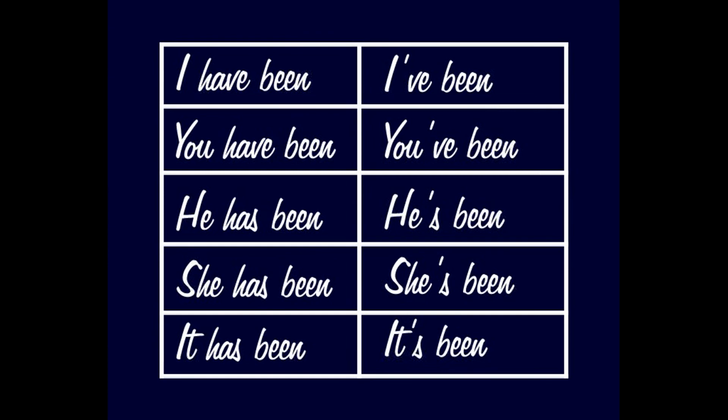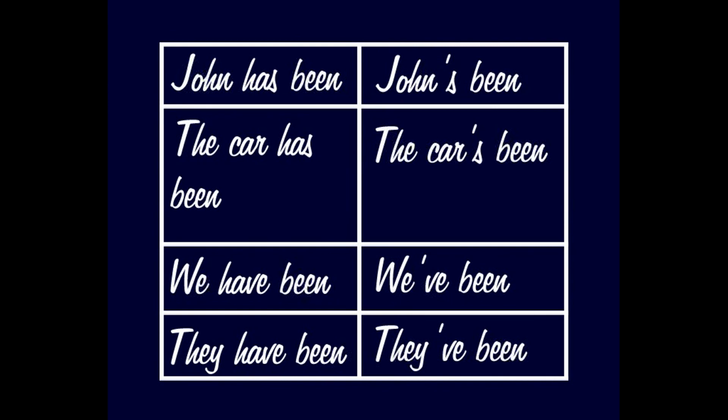There are some more examples here. You have been. He has been. She has been. It has been. John has been. The car has been. We have been. And they have been. So, in all these present perfect continuous tense, when we contract the subject and the first auxiliary, then we write them like this, which is shown here.